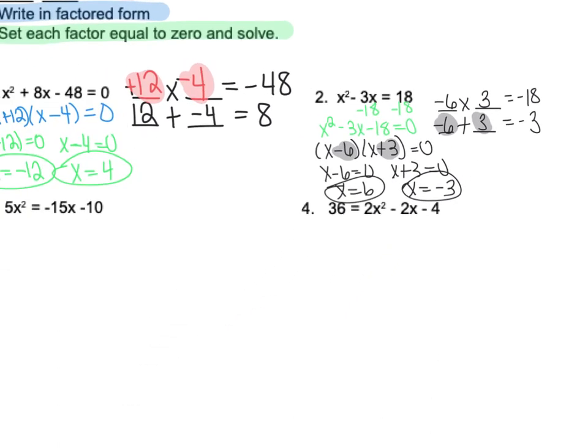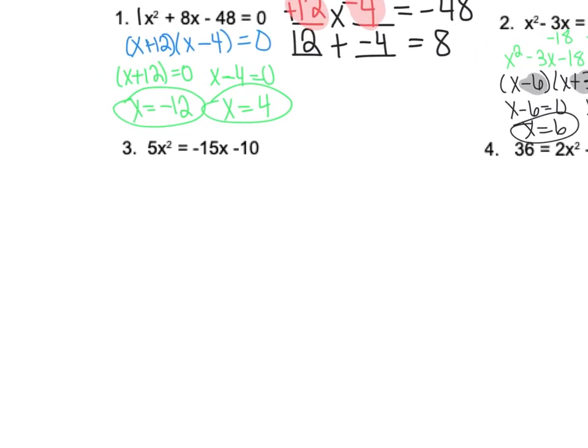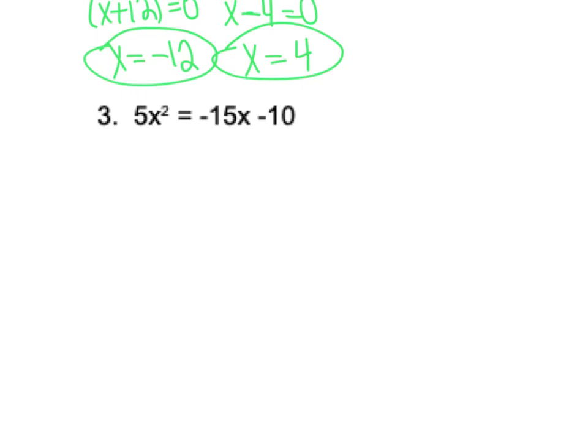Okay, so we're moving on here. The problems get just a little bit more difficult each time. So maybe some bigger numbers and greatest common factors. So our first step, 1, is we're going to get it set equal to 0 first. So I'm going to add 15x to both sides, and I'm going to add 10 to both sides.